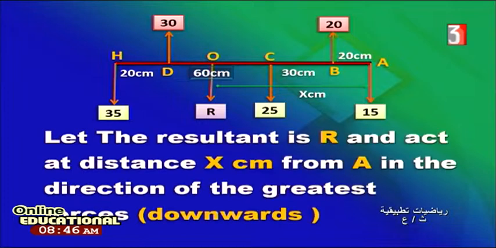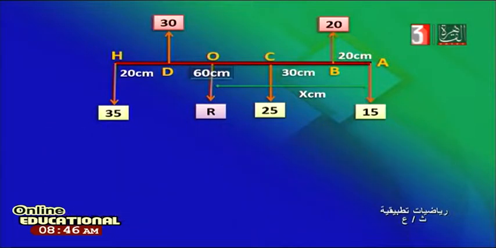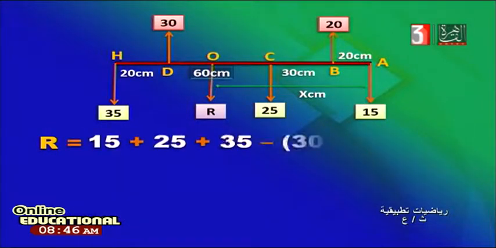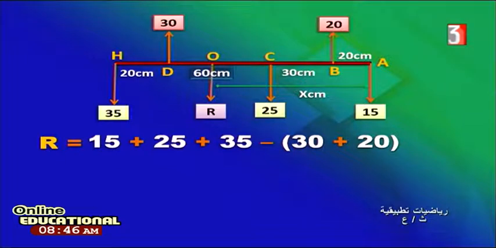Look at R, a distance X centimeter from A. R equals summation of the forces up minus summation of the forces down. Answer is 25.